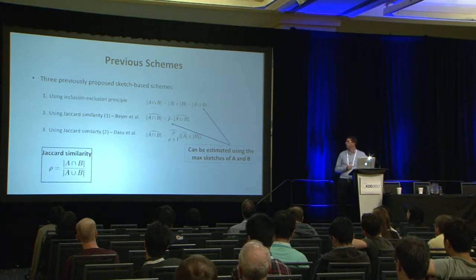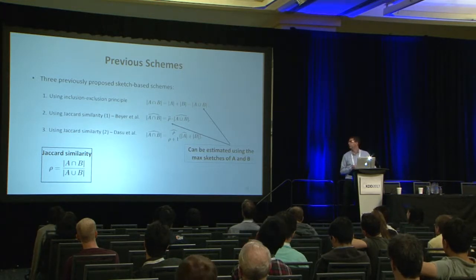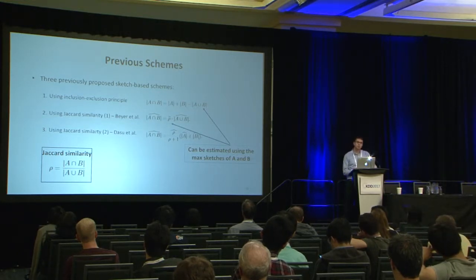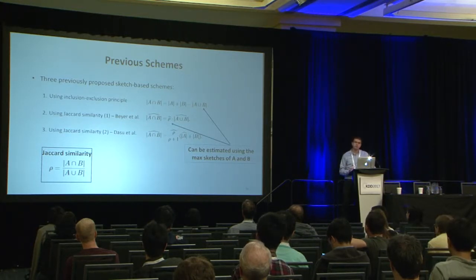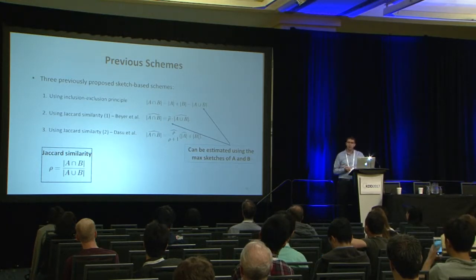For example, for the set union cardinality, notice that the maximal hash value of the set union is simply the maximum between the maximal hash value in A and the maximal hash value in B. So using the max sketches of A and B, we can obtain a max sketch also for the set union and use similar algorithms to estimate its cardinality.